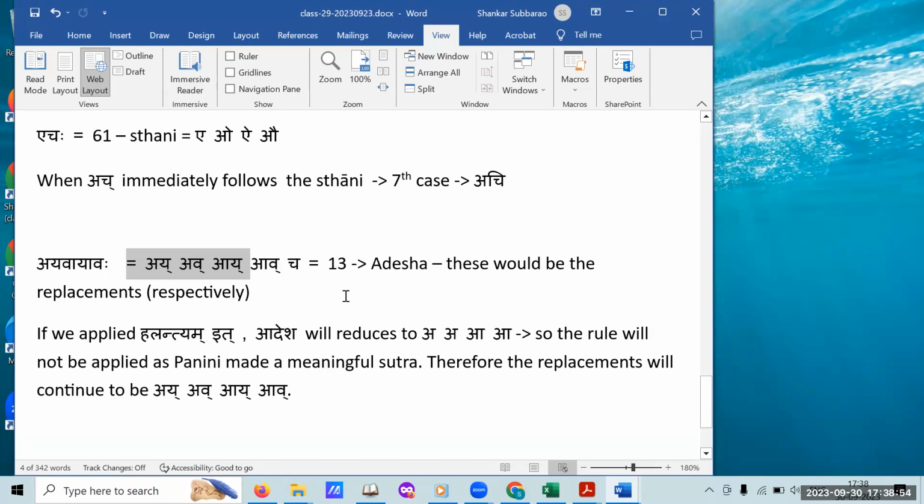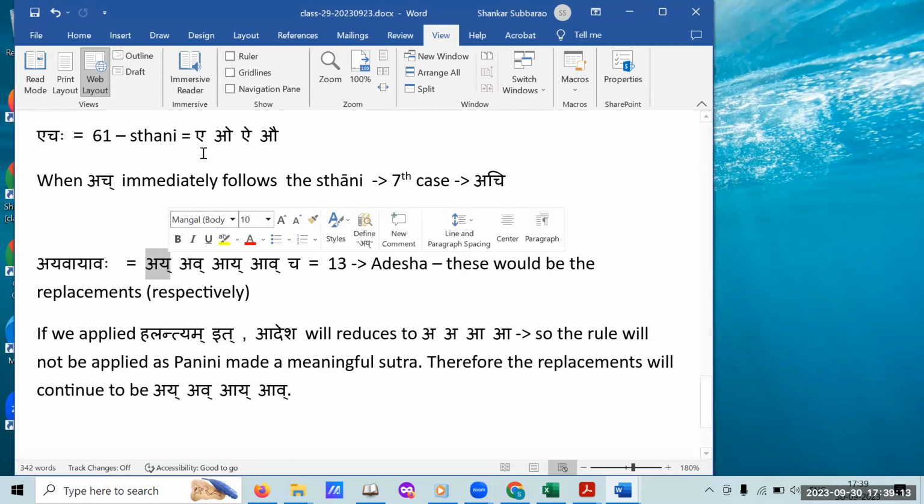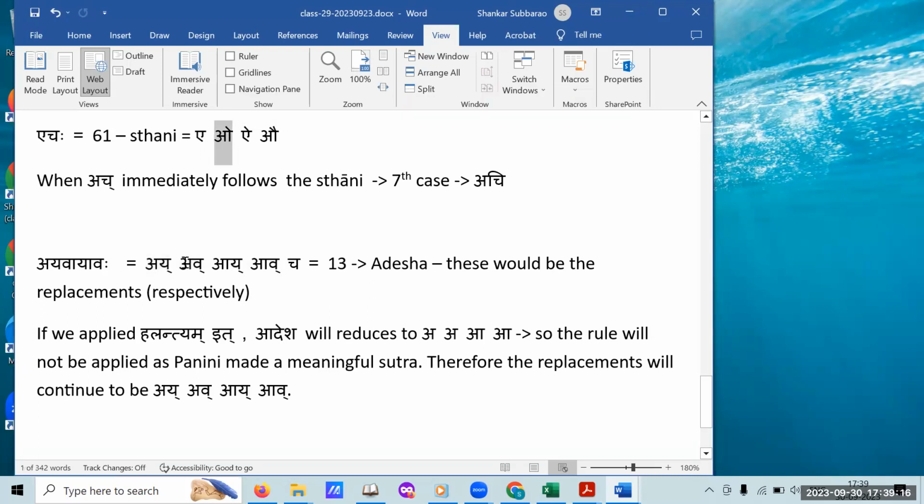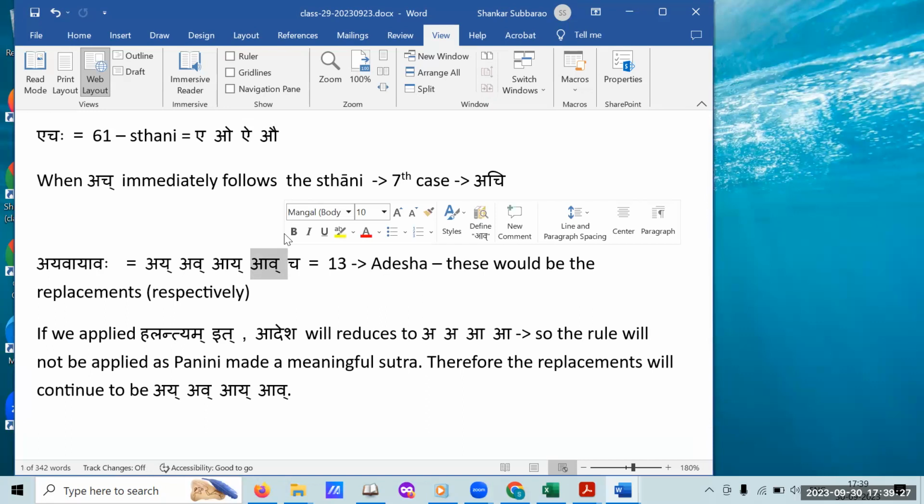So these adeshas would be replacements respectively, I said, which means if e is followed by an ach, it will get replaced by ay. If o is followed by an ach, it will get replaced by av. If ai is followed by an ach, it will get replaced by ay. And if au is followed by an ach, it will get replaced by av. Another sandhi rule. All right. And I just explained to you that anything in a sutra has to be meaningful.